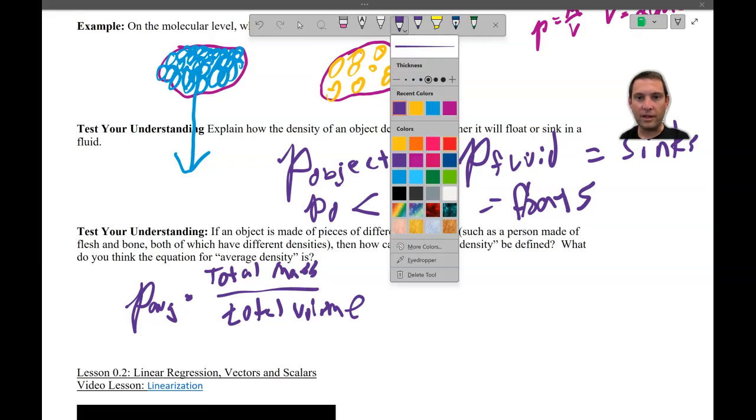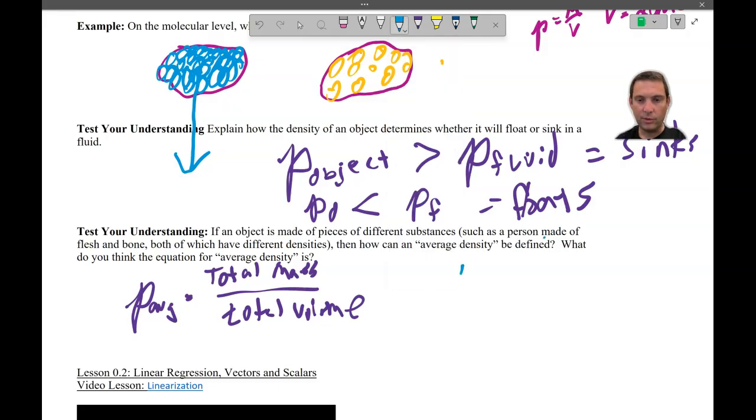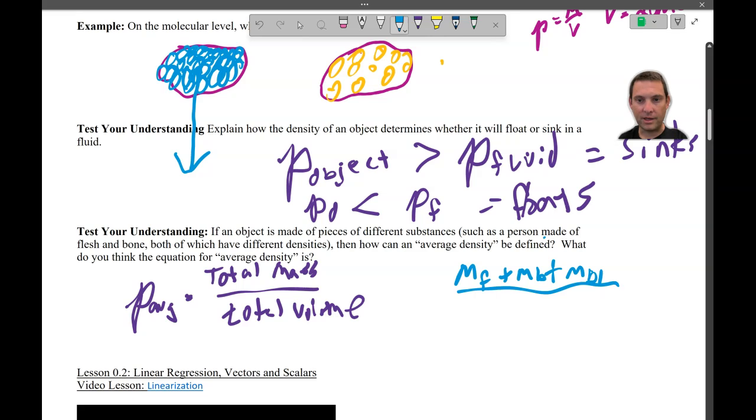What that would look like is, if we have this flesh, bone, and blood, let's say, we would have the mass of the flesh plus the mass of the bone plus the mass of the blood, divided by the total volume, sorry. So the whole thing, all of the constituent parts.